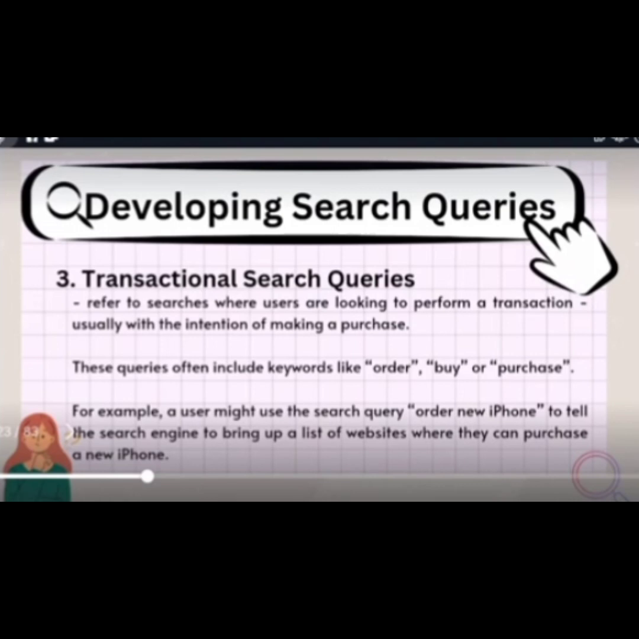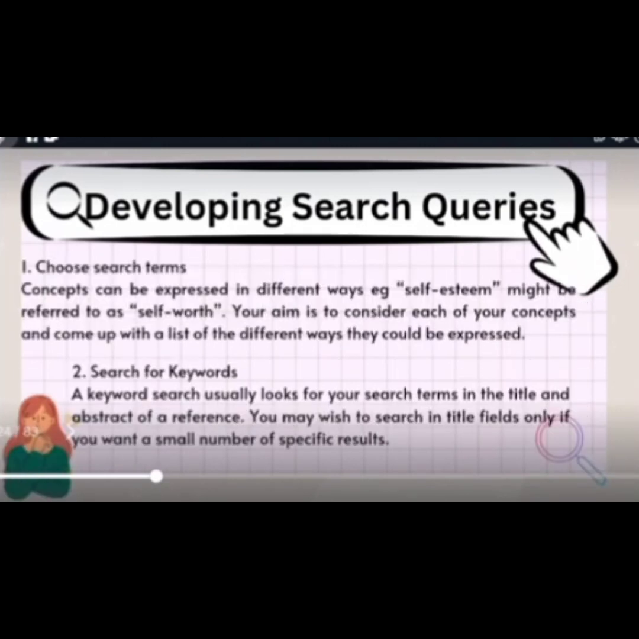Before we go forward, let's recall the three. Number 1, informational search queries. Number 2, navigational search queries. And number 3, transactional search queries. Now going forward, these are the steps in developing search queries.